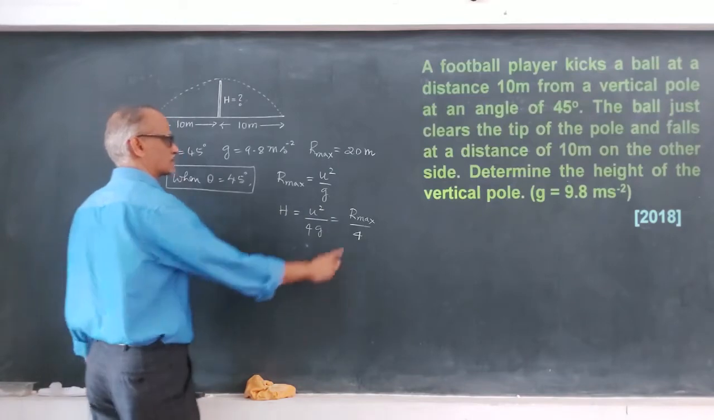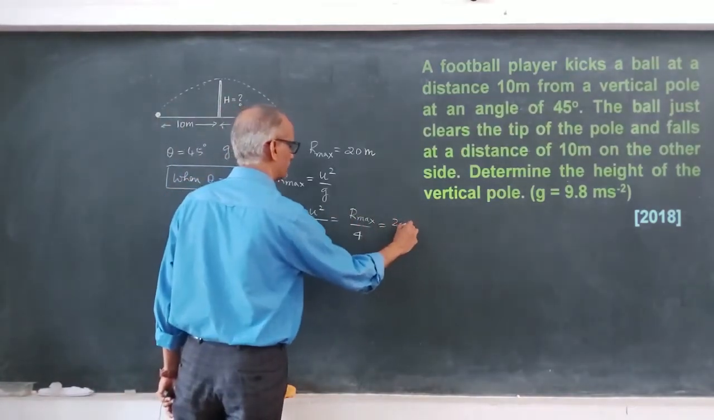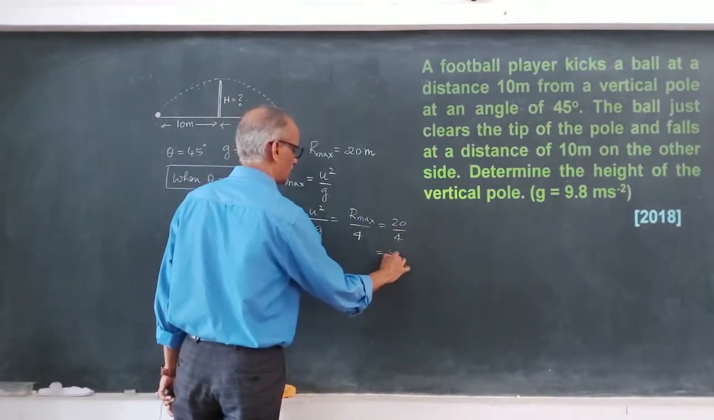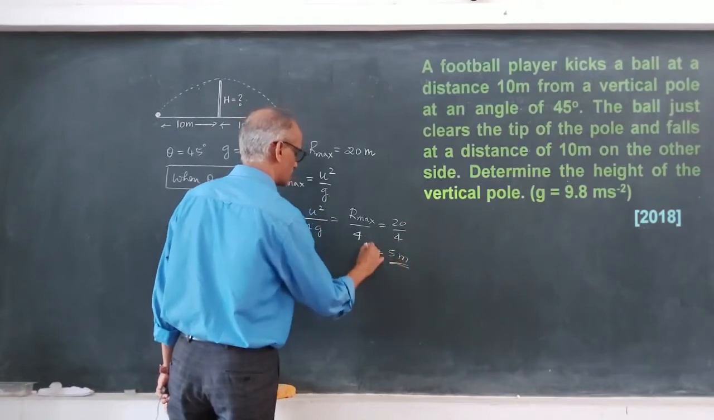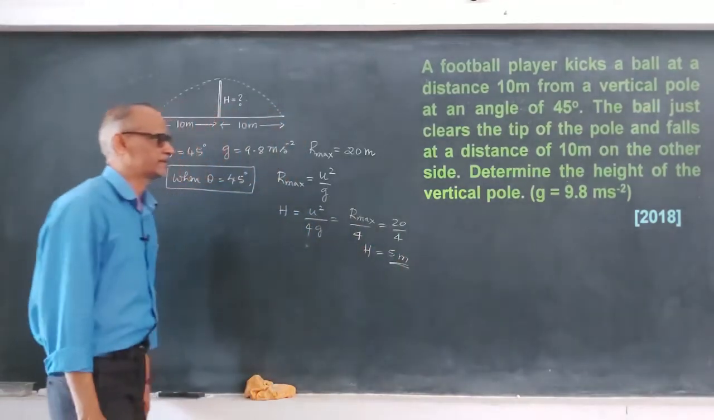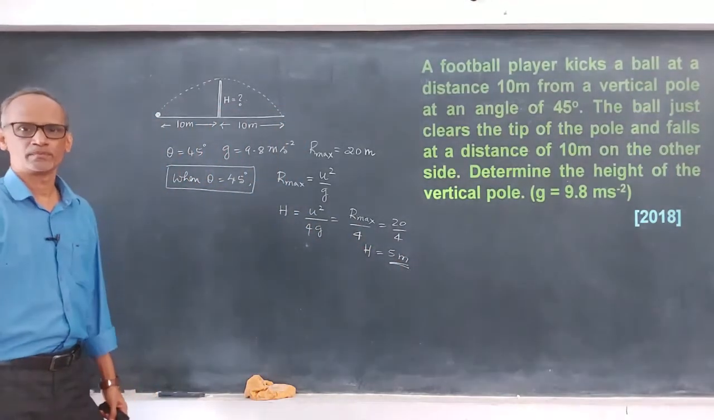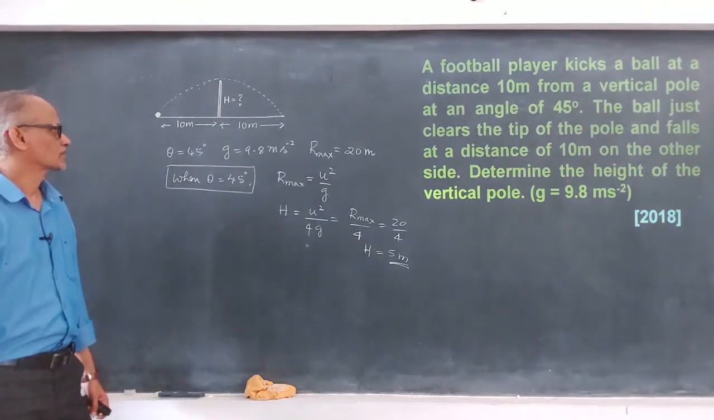So what is the value of R max? R max is 20 by 4, that is 5 meters. So therefore this is the value of the height of the vertical pole. Okay, so hope you have understood the theory.